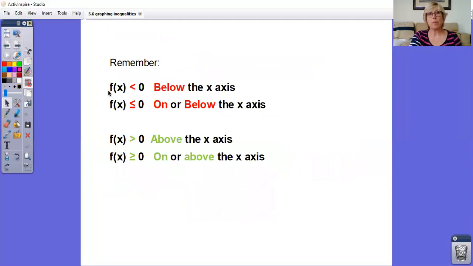Just remember, when they give you a function less than 0, they're asking for below the x-axis, all parentheses. When they ask for the function less than or equal to, they want the x-intercept that is on the x-axis as well as the interval below. Greater than 0 is above, greater than or equal to 0 is on the x-axis or above the x-axis. And that's really all there is to it.